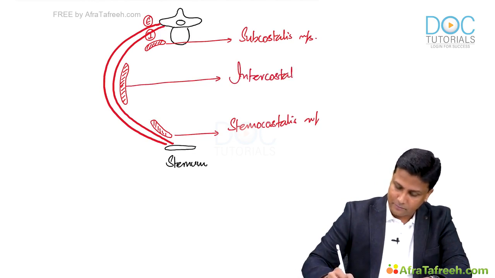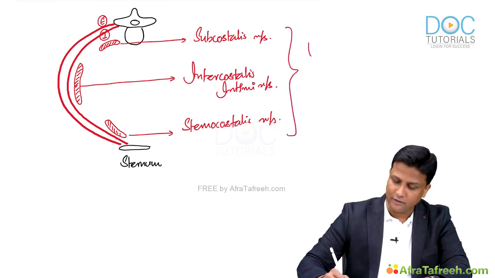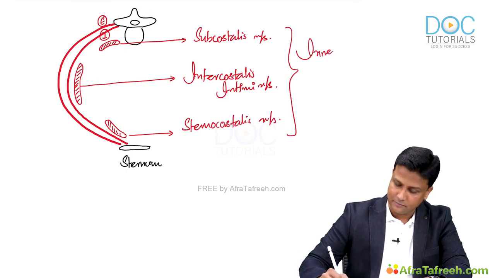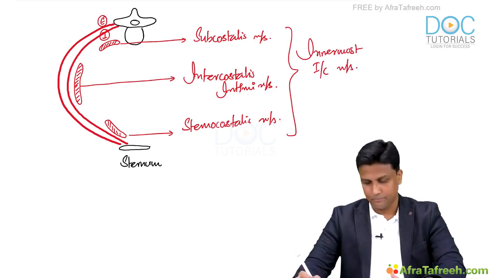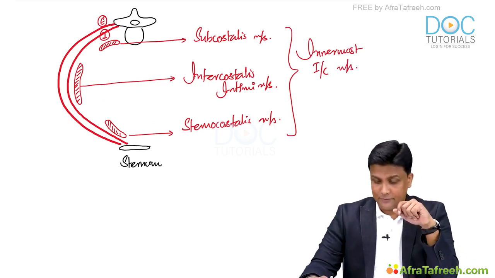And then in between these two, you will be able to find the intercostalis intimus muscle. And these three together are nothing but the innermost muscle, I mean to say the innermost intercostal muscle. Perfect. So in the transverse section, we are able to perfectly understand all these muscles here and their arrangement.